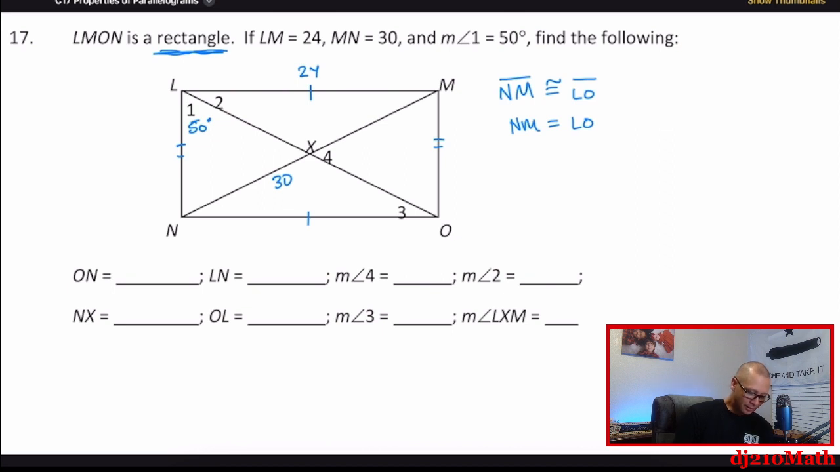Okay. What do we want to solve for first? What jumps out at me is that because this is a right angle, a rectangle has 4 right angles. That means this has to be 40. 2 has to be 40 degrees. 3 has to be 40 because of alternate interior angles, because these are parallel. So 3 is going to be 40.